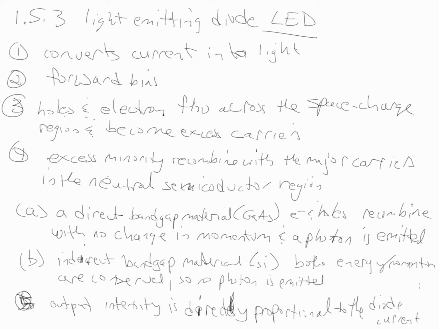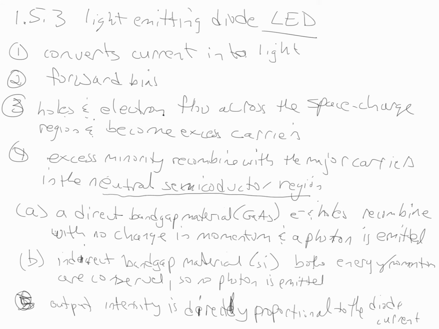Okay, so we have the LED converts current into light. It is run in forward bias mode. The holes and electrons flow across the space charge region and become excess minority carriers. The excess minority carriers combine with the majority carriers in the neutral semiconductor region. So that's important. Neutral semiconductor region.